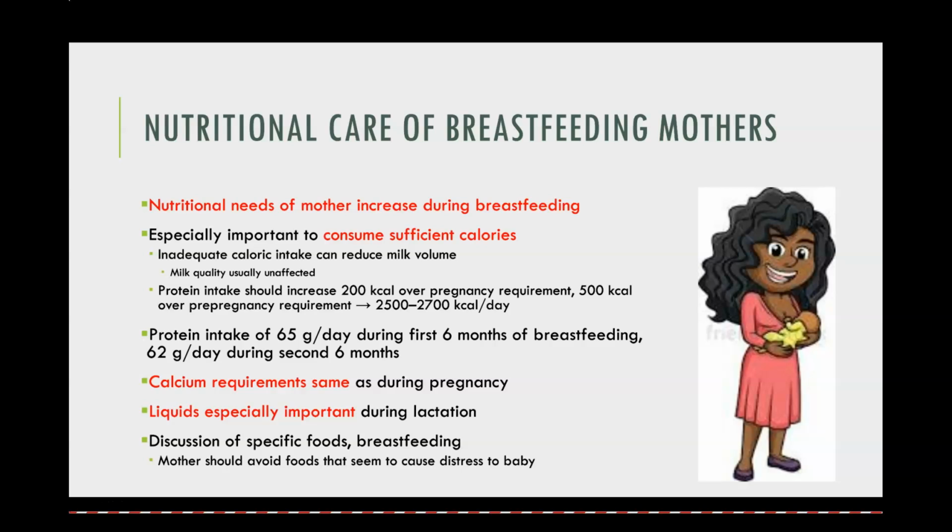Protein intake, again, should increase during the first 6 months of breastfeeding, and calcium requirements remain about the same as they are during pregnancy. But liquids are especially important when you're breastfeeding, particularly water, because if you do not stay hydrated, you will not make enough milk. Moms are often really worried about specific foods whenever they breastfeed, so things that are spicy or broccoli, things that they think might harm the baby.